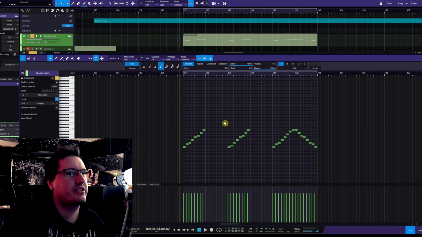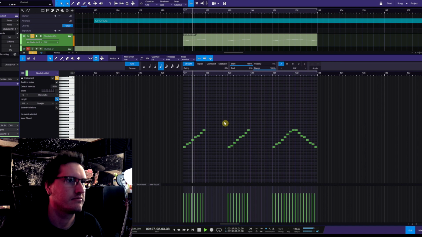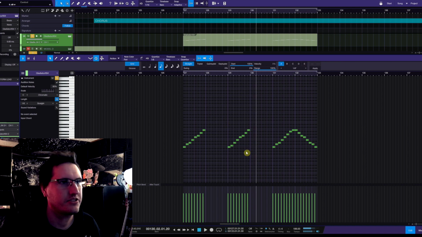You only need to know 2 scales. Natural minor and Phrygian. There's only one note different. It's here.